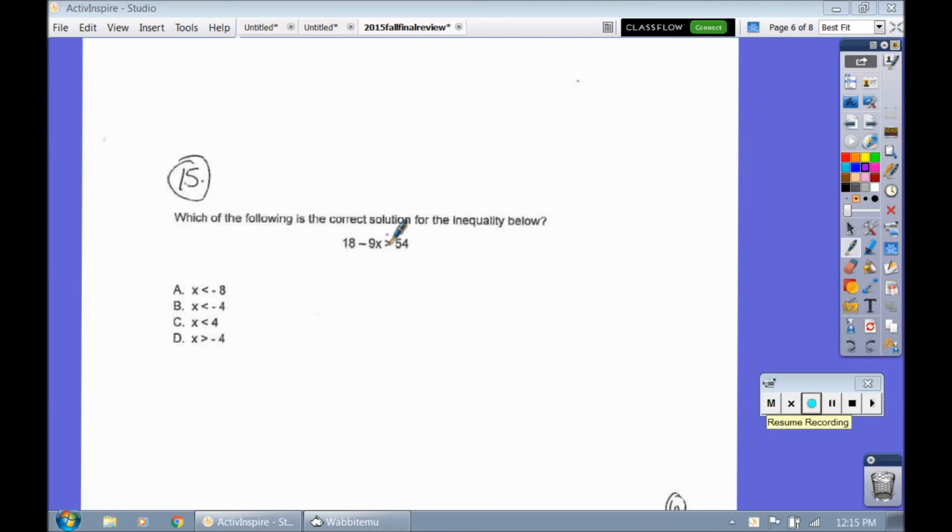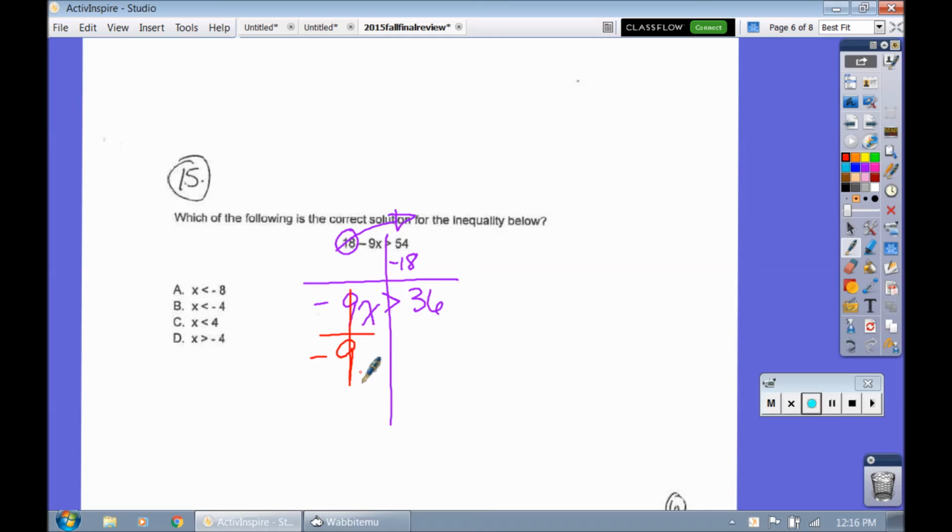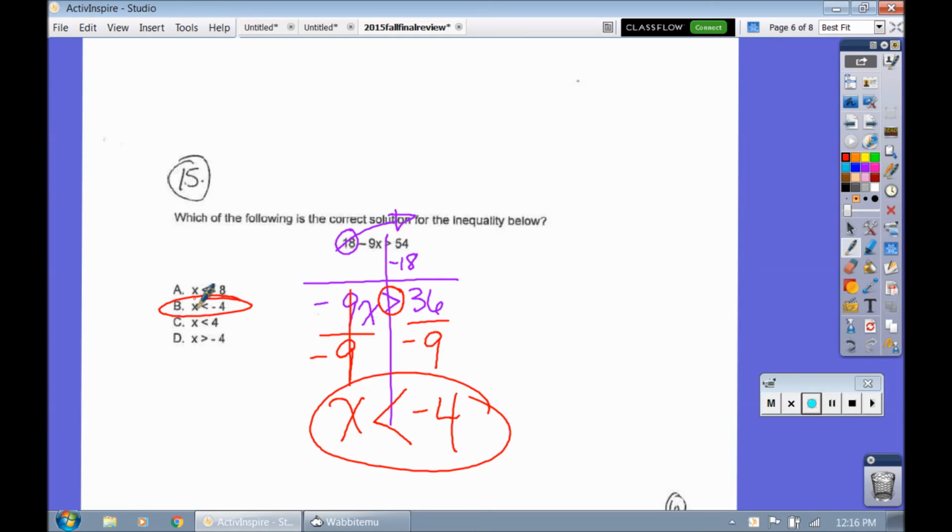Which of the following is the correct solution for the inequality? We're going to solve this. So positive 18 on the left becomes minus 18 on the right. Negative 9x is greater than 54 minus 18, which is 36. And remember the previous problem we did, when you divide by a negative, what happens to the sign? In this case, instead of saying x is greater than at the very end, it's actually going to be less than. X is less than. 36 divided by negative 9 is negative 4. X is less than negative 4.